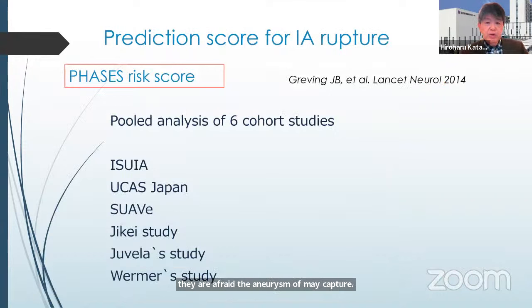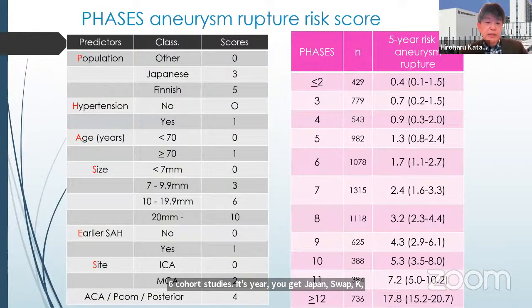So the prediction of the natural history of each aneurysm patient is very important. We use the PHASES risk score in clinical settings. The PHASES risk score was made based on a pooled analysis of 6 cohort studies, including the ISUIA, UK, Japan, and other studies. PHASES is the initials of population, hypertension, age, size of aneurysm, earlier subarachnoid hemorrhage, and site. The added scores after weighing each item indicate the 5-year risk of aneurysm rupture.